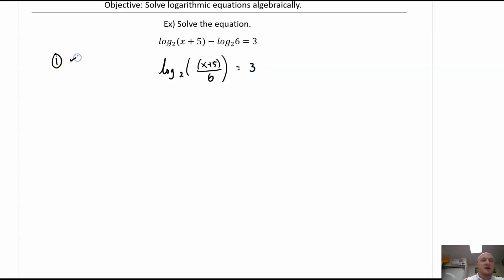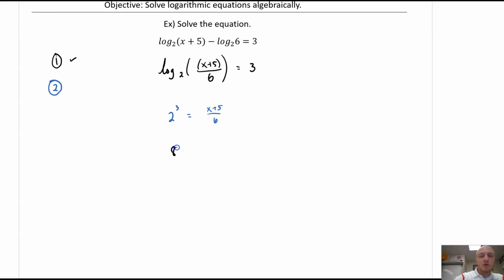Now, notice, I can't go ahead and cancel logarithms on each side. So step 2, here's where I'm going to switch to exponential form. I have 2 to the power of 3, right? Base stays the same, inputs and outputs switch, is equal to x plus 5 over 6. And that's it. If I can't cancel the logarithm on both sides, I have to get rid of the logarithm somehow, and so we just switch to the exponential form.